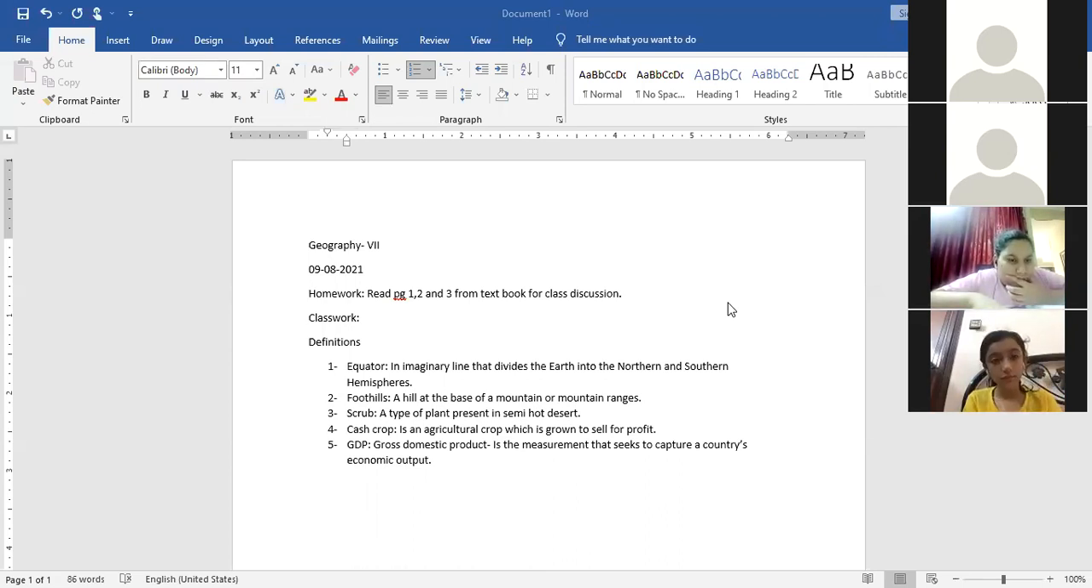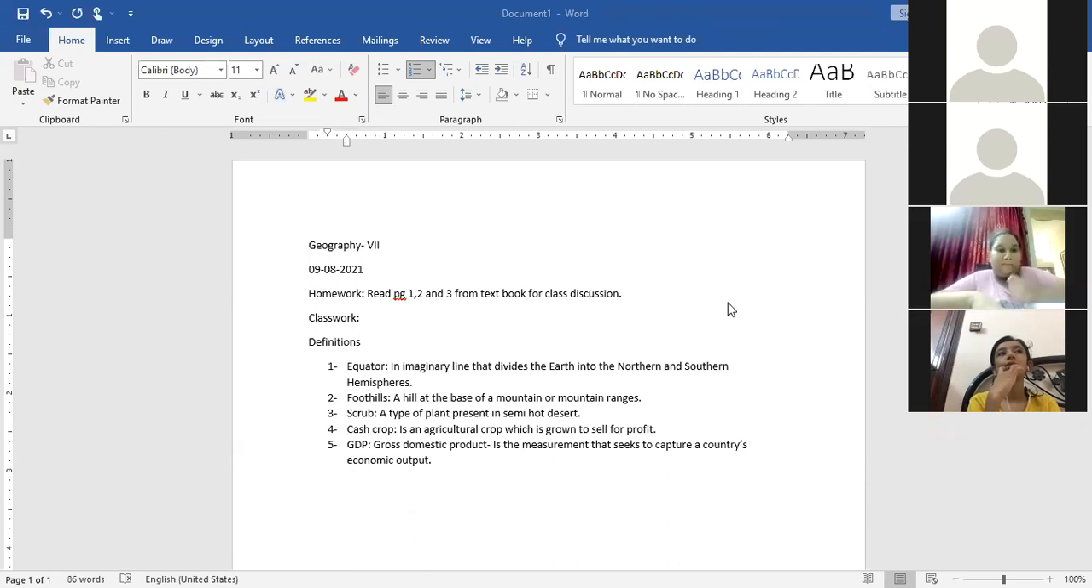The next one is cash crop. Cash crop is any agricultural crop which is grown to sell for profit, which means any crops which are grown for profitable purposes rather than just to eat. For example, if there are two farmers, one farmer is growing crops to be sold in the market, and from those crops that he sells, he will earn revenue, he will earn money. That crop for him will be a cash crop because he's earning money through that crop.